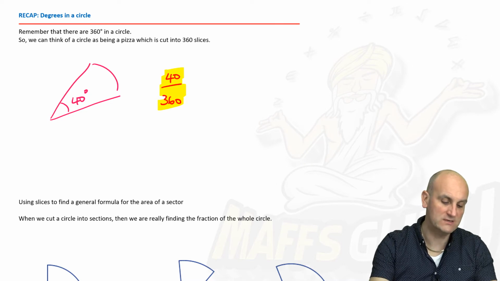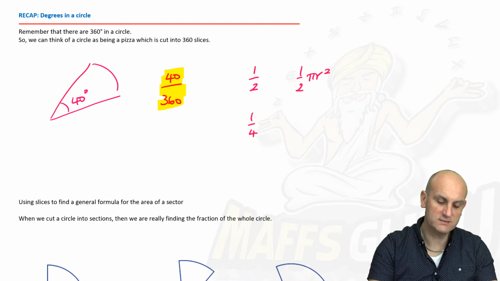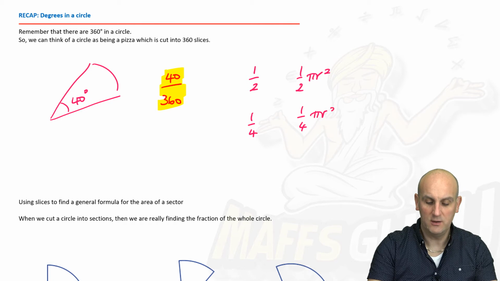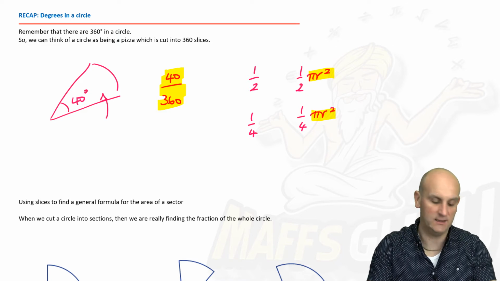Well, remember, previously when I had half a circle, I did half of the area. When I had a quarter of a circle, I did a quarter of the area of a whole circle. And here is the area of a whole circle. So what do you think I would do to find the area of this circle, or this sector here? And that's called a sector because it's basically a slice of the circle.